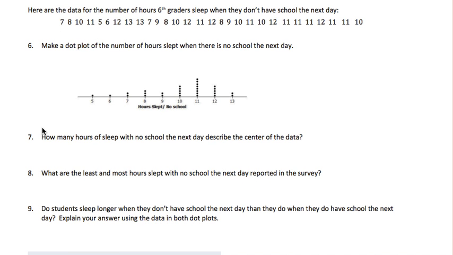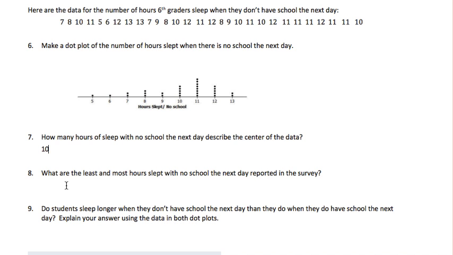So in looking at our dot plot, how many hours of sleep with no school the next day describe the center of the data? And I would say 10 is probably the center of our data, simply because there are a lot of hours before 10, but not very many people are represented in that data. So I would say 10, and we could count to locate that, but 10 or 11 is probably the center of our data.